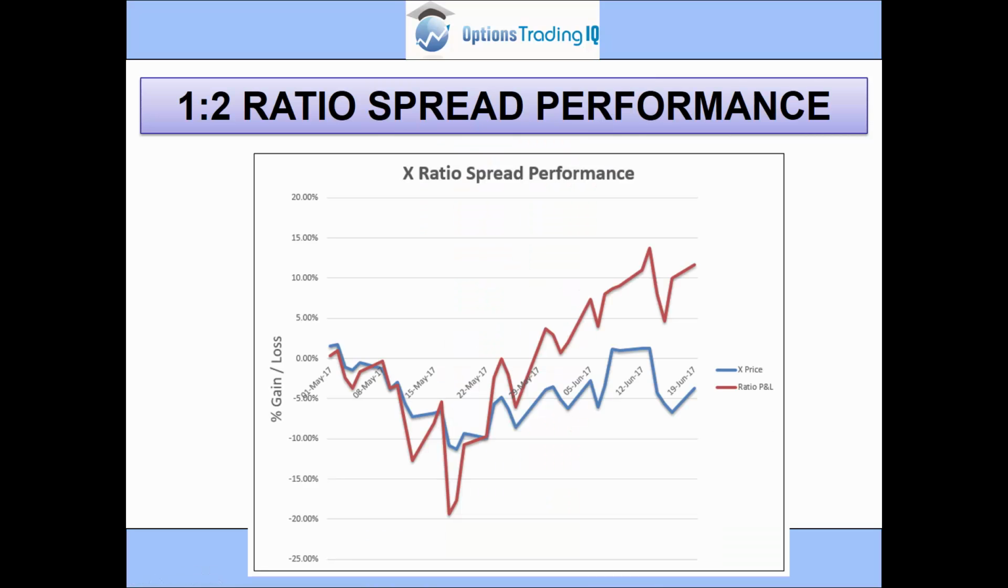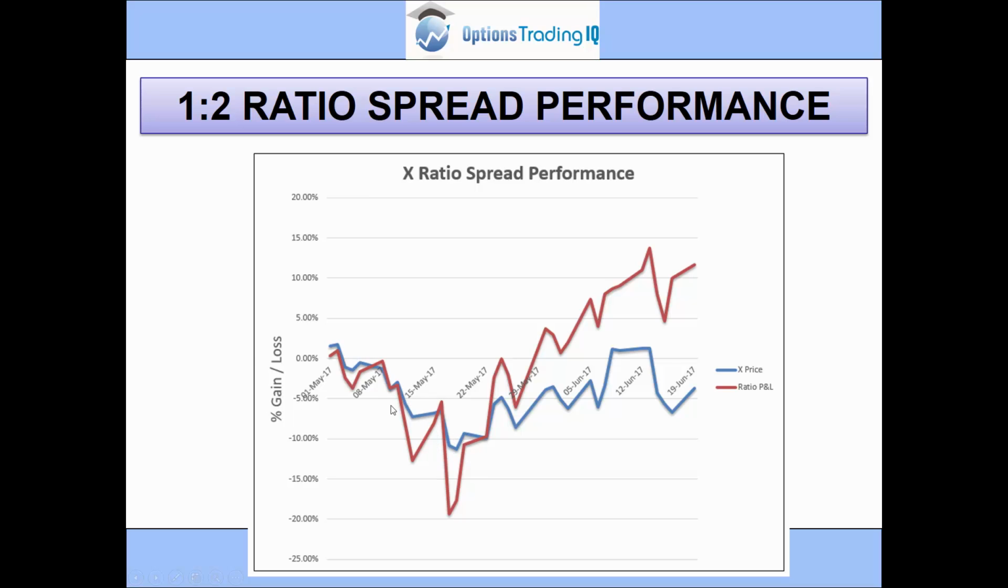So here you can see a graph of the performance of the trade. This is our standard 1-to-2 ratio spread, and we'll look at a different variation after this. The blue line here is the price of the stock. You can see early on in the trade it's going lower, down a bit more than 10%.